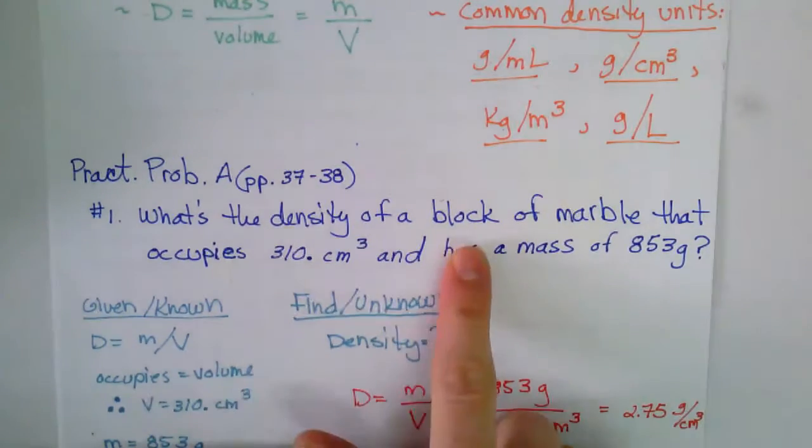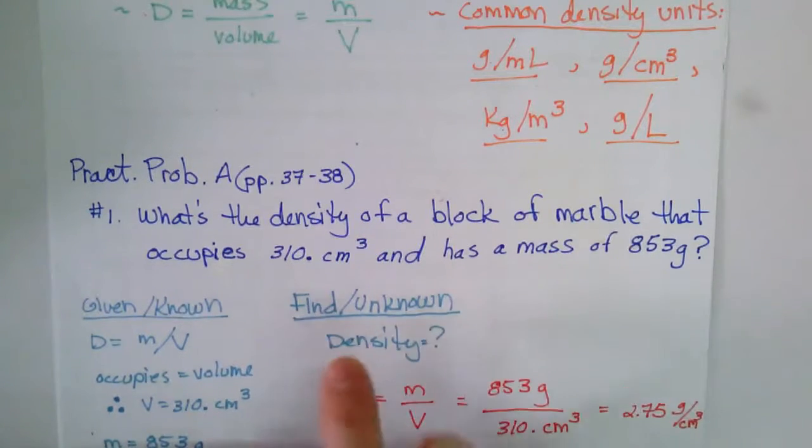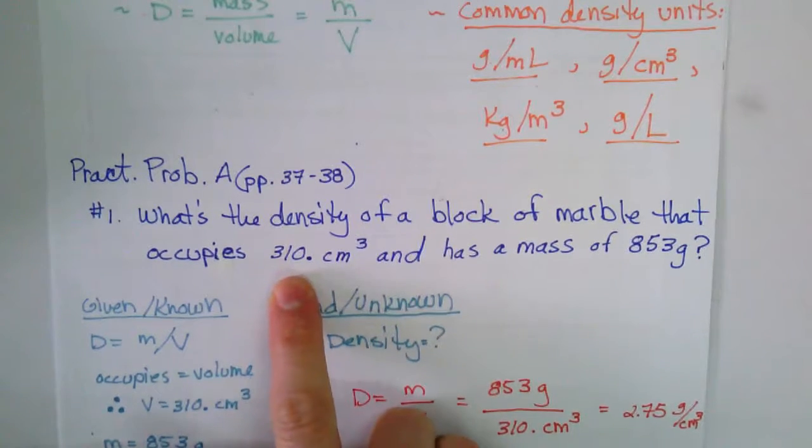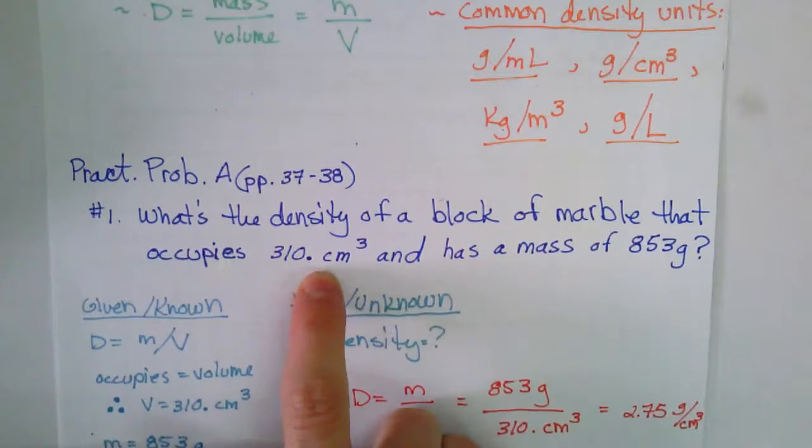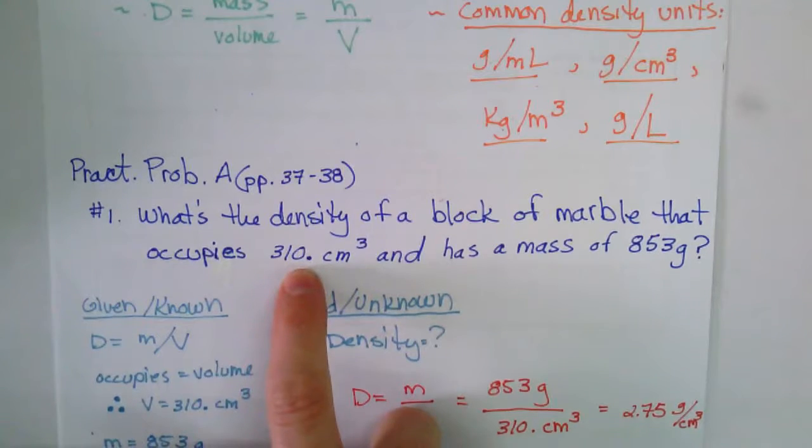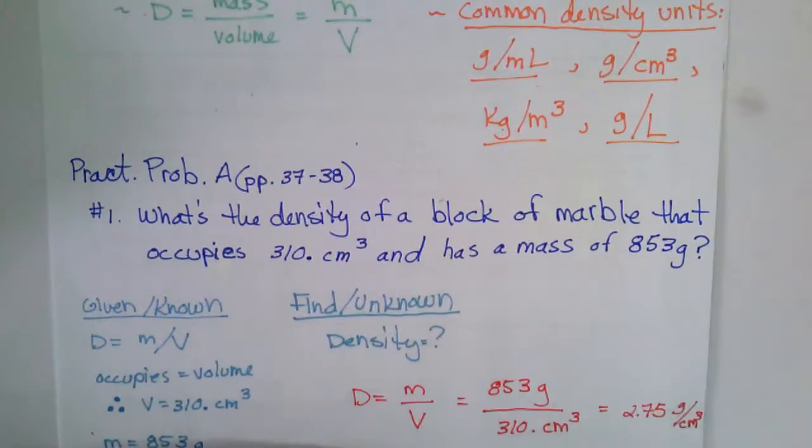All right, so what's the density of a block of marble that occupies 310 centimeters cubed? This decimal point here is not an accident, okay? It means that I have exactly measured 310 grams, okay? And it has a mass of 853 grams.